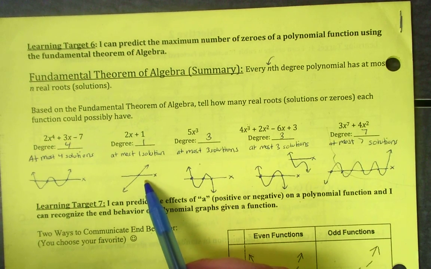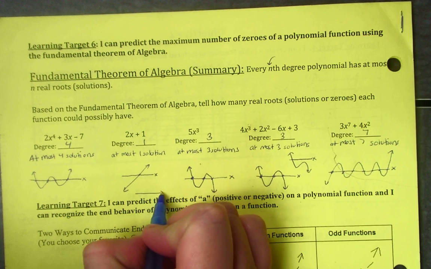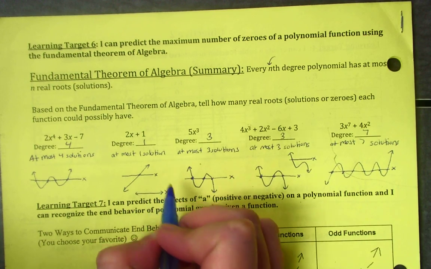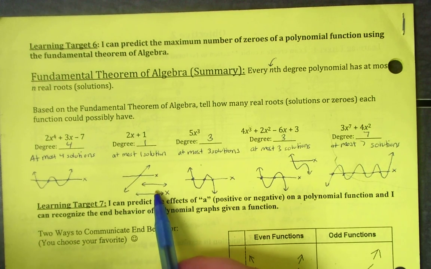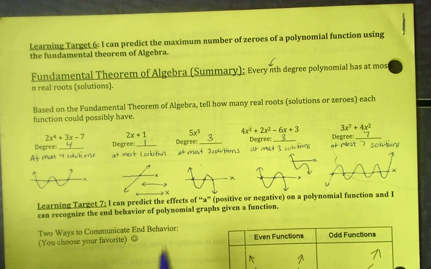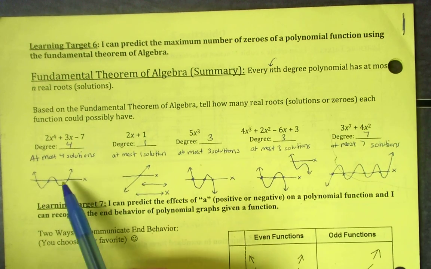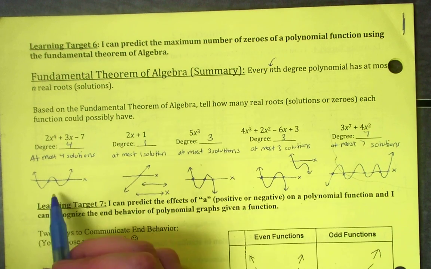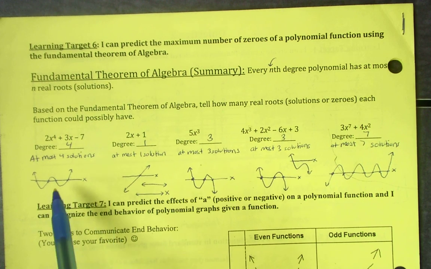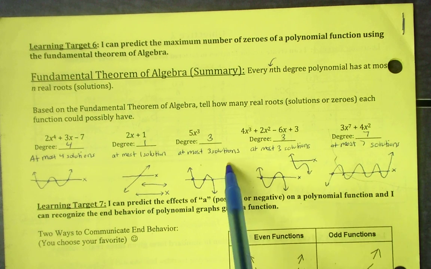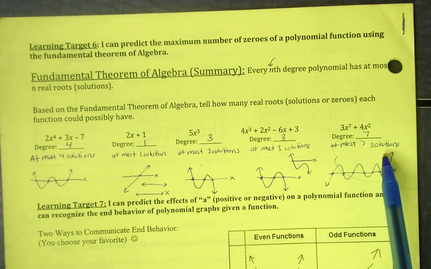Same thing here. It's possible for it to have less than 1 solution if you have one that looks like this. So here's the x-axis. There's the line. That has 0 solutions, but it can't have any more than 1 solution. And the same thing here. It can have less than 4, but it can't have any more than 4. The fundamental theorem of algebra says it has at most 4, at most 1, at most 3, and at most 7 solutions.